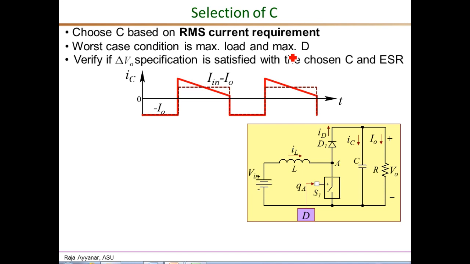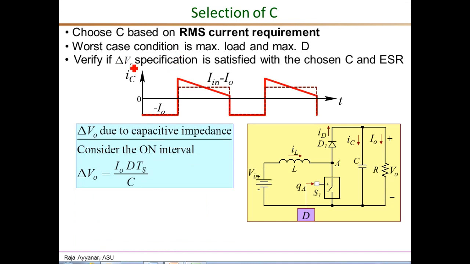Now, if we choose the C based on the RMS current requirement, it is most likely that we will meet the delta VO specification as well, which is the important specification to be met, and this is decided by the C value and the ESR value. So the method is to design based on the RMS current, but do check for delta VO for the obtained value of C and the ESR.